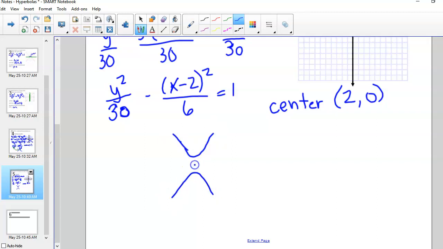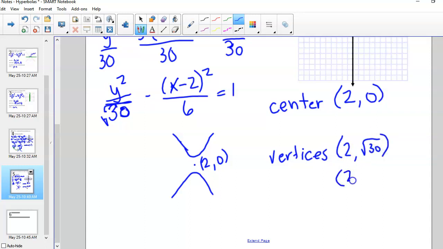And so if this center right here is at 2, 0, then we need to go up and down, so we need to look underneath the y. We're going to have to go up and down the square root of 30. So if we went up, our vertices would be at 2, and then you're going to have 0 plus the square root of 30, so I'll just give you square root of 30 there. And then we'd have 2, and we'd have 0 minus the square root of 30, so you'd have negative square root of 30.